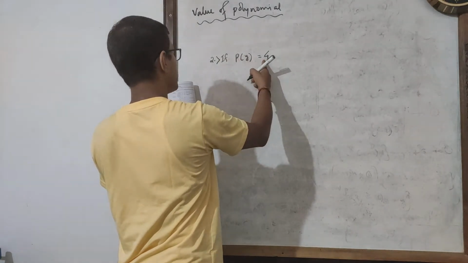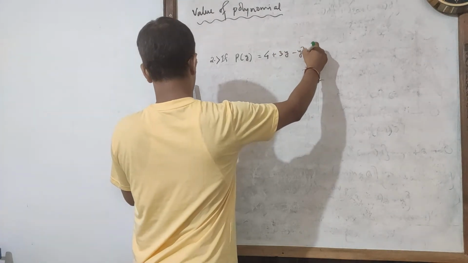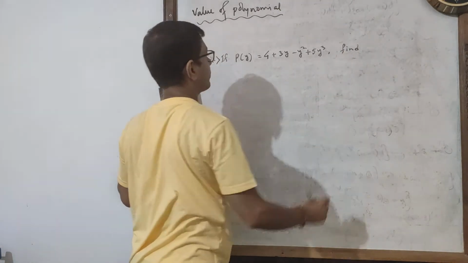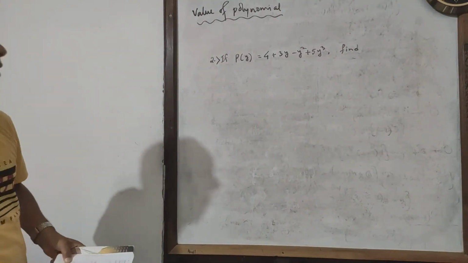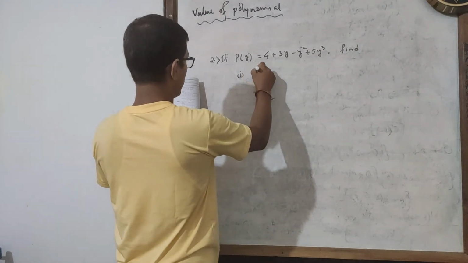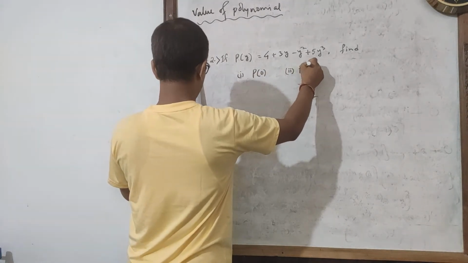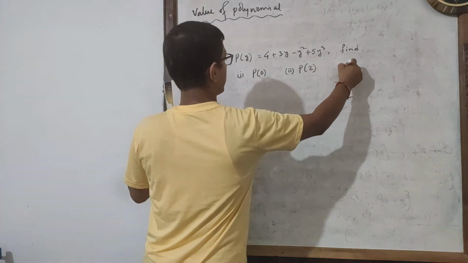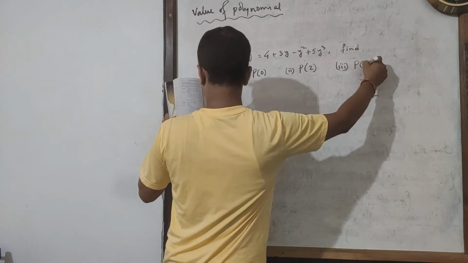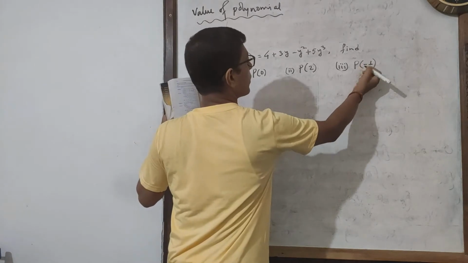If p(y) is equal to 4 plus 3y minus y square plus 5y cube, then you are asked to find: number 1, you will be finding p(0), then number 2 you will be finding p(2), and number 3 you will be finding p(minus 1). P(minus 1). Clear? This is minus 1.